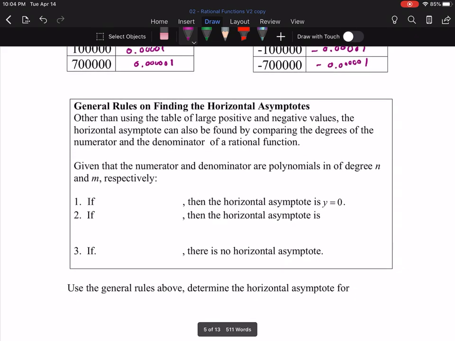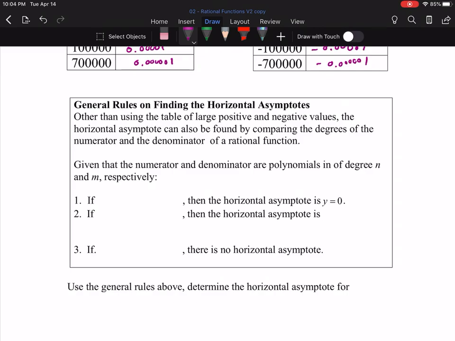Here's the general rules. Other than using a table of values, which we don't want to do every time. We did it once to learn. Other than using a table of values for large positive and large negative values, the horizontal asymptote can also be found by comparing the degrees of the numerator and the denominator of a rational function. Given that the numerator and denominator are polynomials of degree n and m respectively, so what I mean is we're talking about the degree of the numerator, we're going to just call n, and the degree of the denominator we're going to call m.